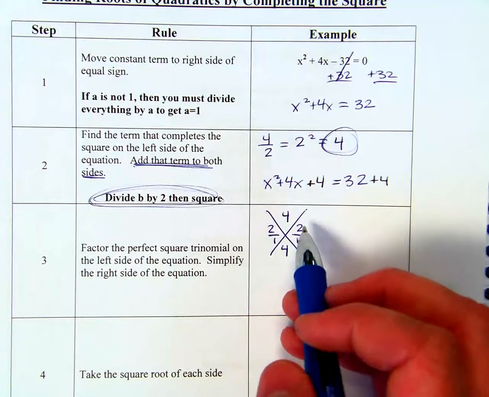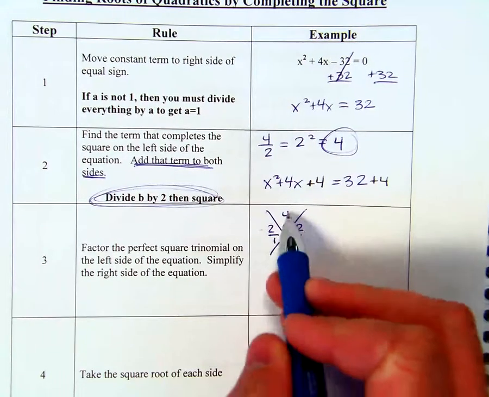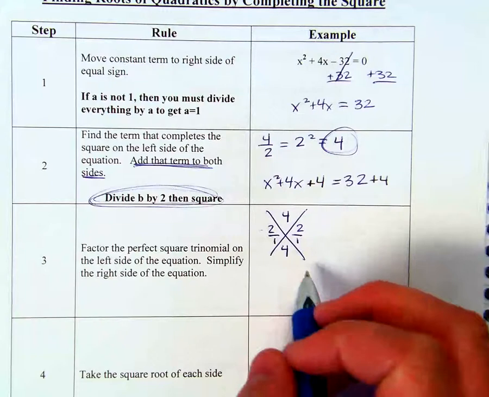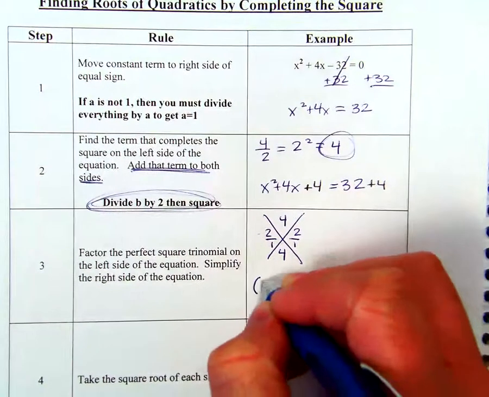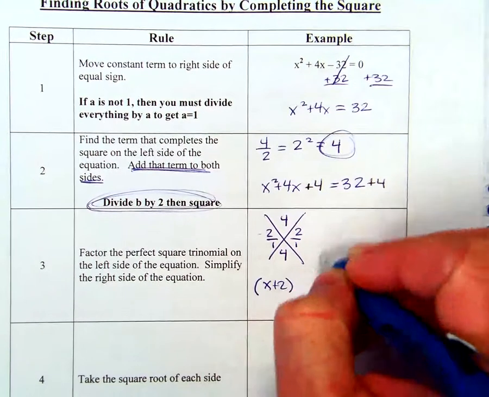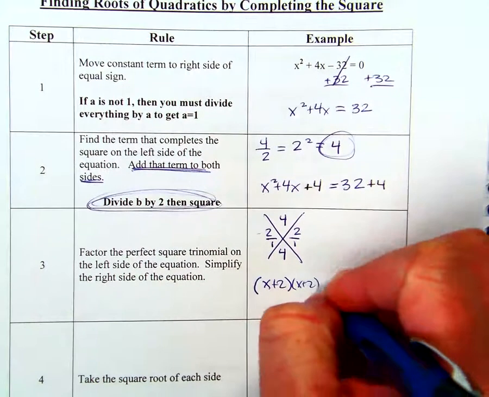That's why we're calling it completing the square, because 2 squared made 4, and if you add them, you get 4. So what we have now is on the left, we factored this to make x plus 2 times x plus 2. You agree?